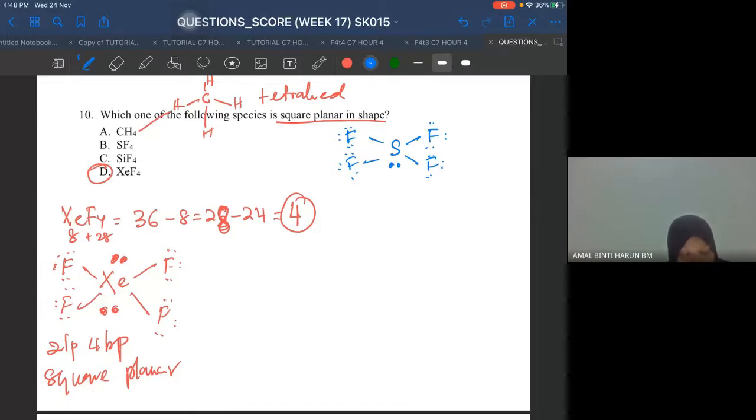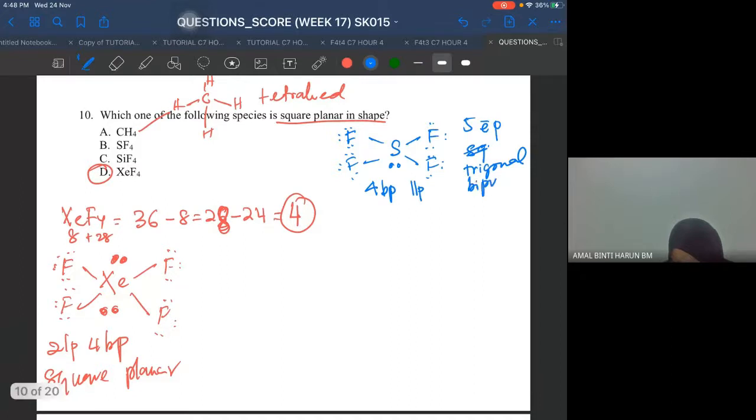Okay, so we only have 4 bonding pair and 1 lone pair. So 1 lone pair, dia bentuk apa? So dia punya total is 5 electron pair. 5 electron pair should be trigonal bipyramidal. Okay, so lone pair dia diletakkan di basement. So it should be seesaw. So kalau ada yang tak sama dengan saya, salah, bagi tahu, seesaw.